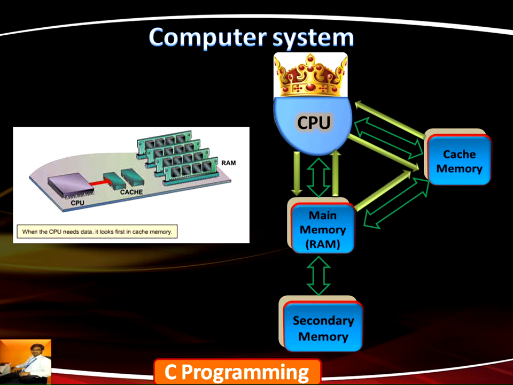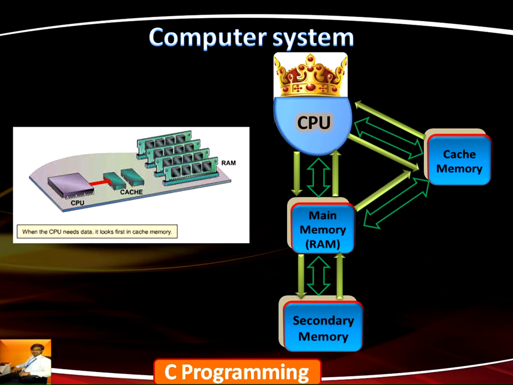So if the CPU needs the same instruction to be executed again later, the CPU checks for the instruction in the cache, immediately gets it, and executes it. If the requested instruction is not available in either the cache or main memory, the CPU requests the secondary memory. The secondary memory provides the instruction to the main memory, and the main memory provides copies to the cache as well as the CPU.